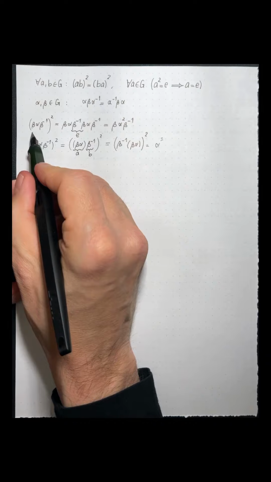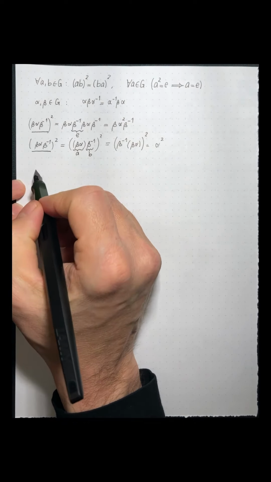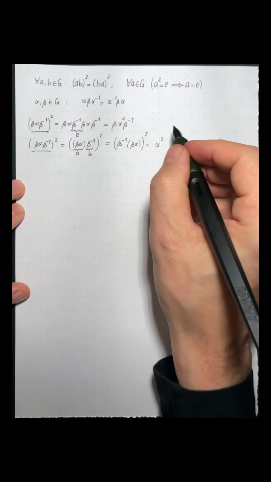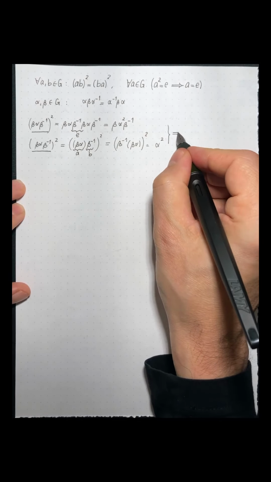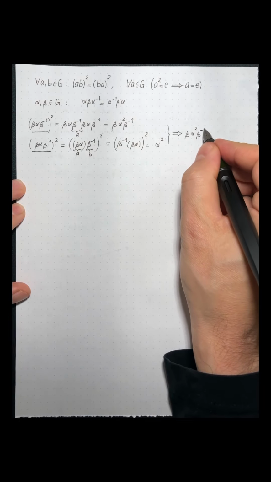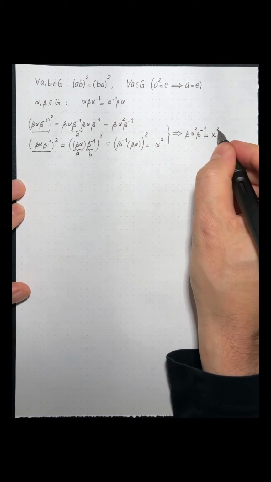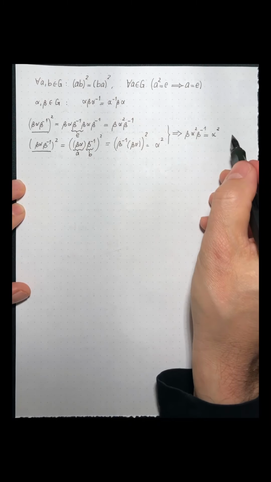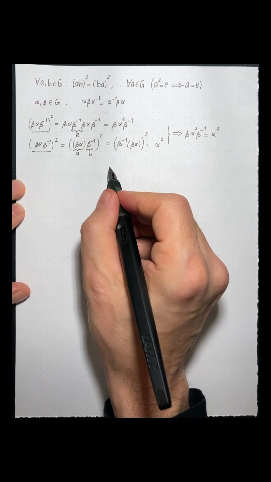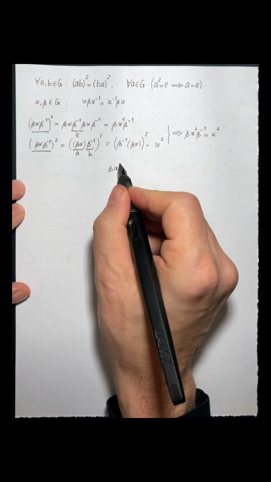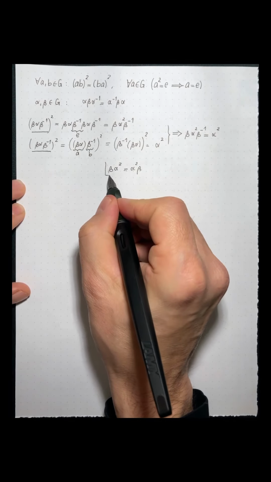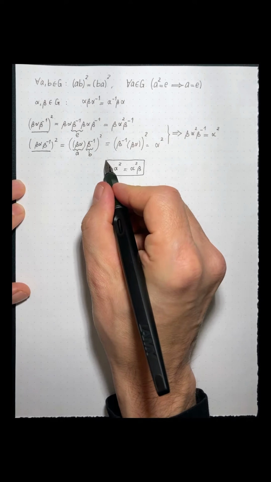So you see, I calculated the same expression in two different ways. One of them gave me this answer, the other one gave me this answer. So evidently, these two answers should be the same. So β α² β⁻¹ should be equal to α². Now from the right hand side, I multiply both sides by β. So the left hand side becomes simply β α², and the right hand side becomes α² β. So this is a result that I want to use.